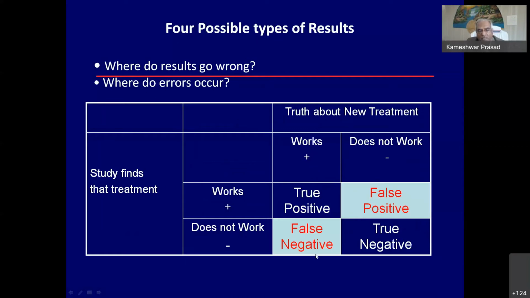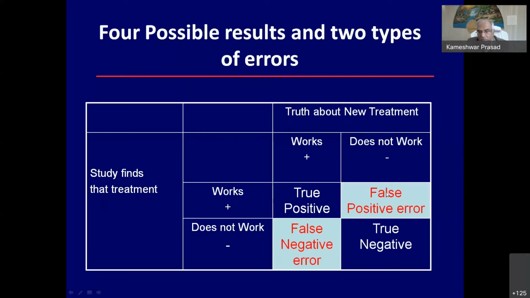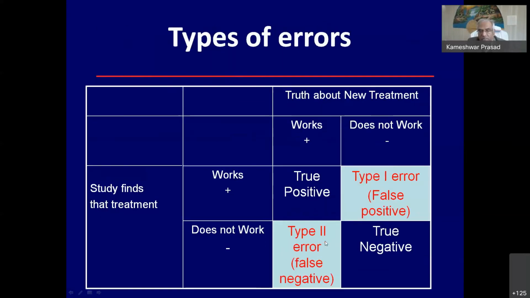So where do the errors occur? Errors occur if the result of your study is false negative, or the result of your study is false positive. These are the two errors. So we could call them false positive error and false negative error. Remember these are the two types of errors. Now what our forefathers in statistics have done is they have called false positive error type 1 error, and false negative error type 2 error.